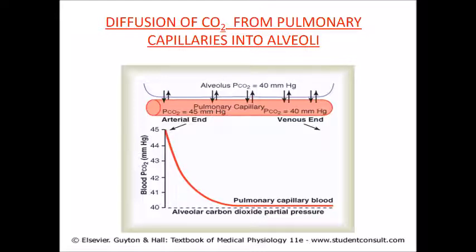Once this blood reaches the pulmonary capillary, there will be exchange of carbon dioxide between blood and air. So carbon dioxide from the pulmonary capillary blood will diffuse out into alveolar air. Alveolar air PCO2 is 40 millimeter of mercury. So there is a 5 mmHg gradient. Now see the below graph.